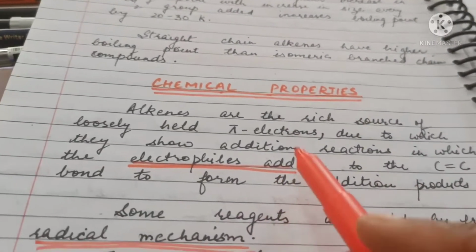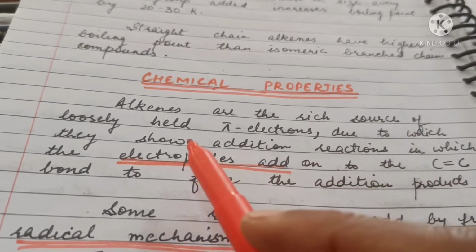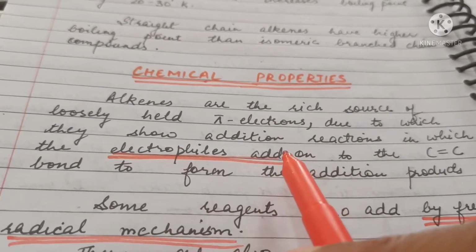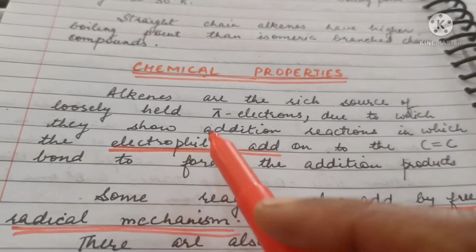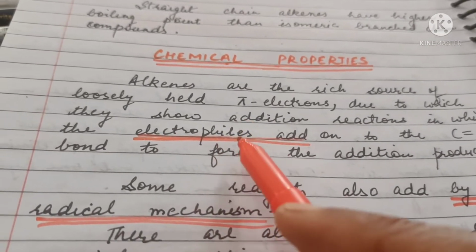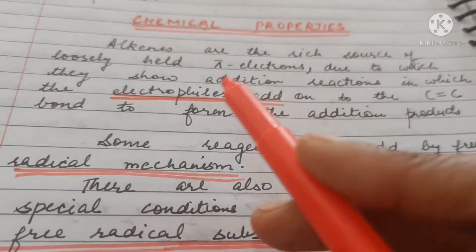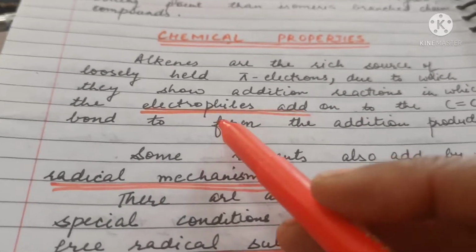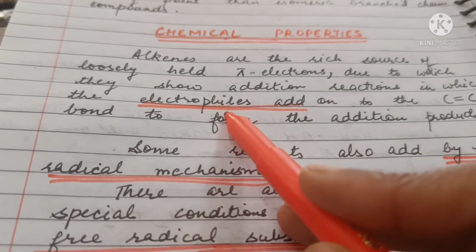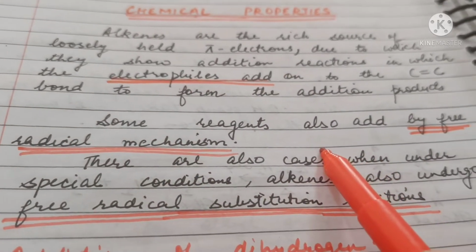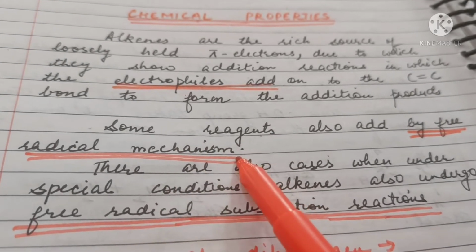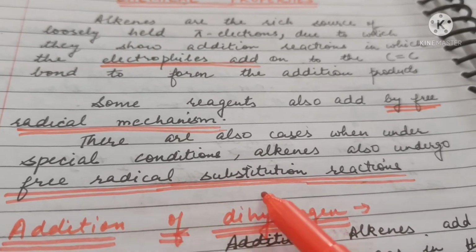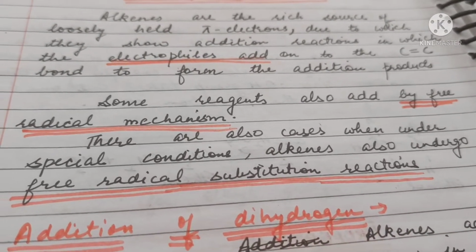Chemical properties of alkenes. Alkenes are a rich source of loosely held pi electrons, due to which they show addition reactions in which the electrophiles, that is positively charged species, add on to the double bond to form the addition products. Some addition reactions occur with reagents which are electrophilic in nature, but some addition reactions may also occur by free radical mechanism, and in special conditions they may also undergo free radical substitution reactions.